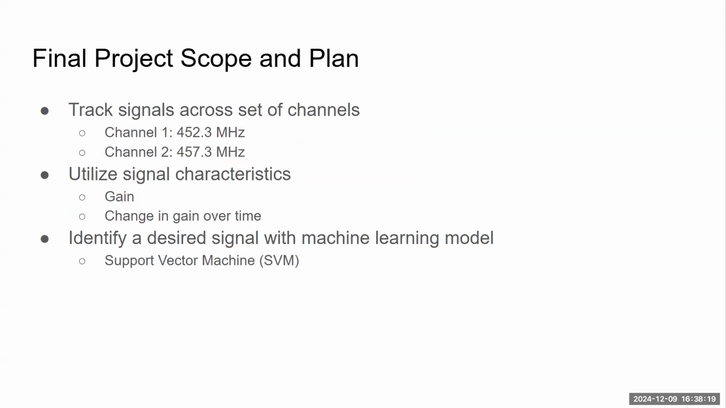After meeting with our client and subject matter experts, we found a new approach that meets the customer requirements and is feasible for the transmitter and frequencies available to us. We moved forward with tracking two signals defined by a difference in power level. The signals were transmitted in channel 1 at 452.3 megahertz or channel 2 at 457.3 megahertz. Based on signal characteristics like gain, the SVM model identifies the desired higher power signal if it's present in either channel.